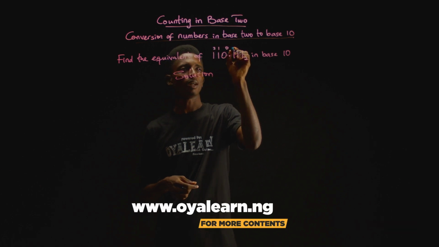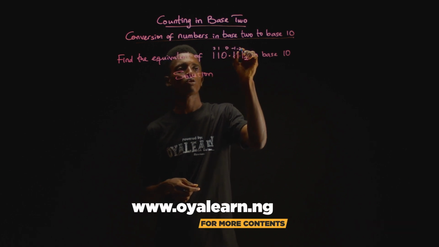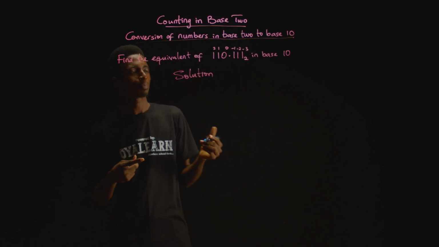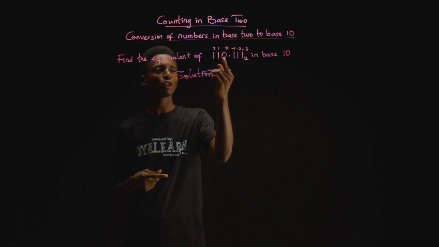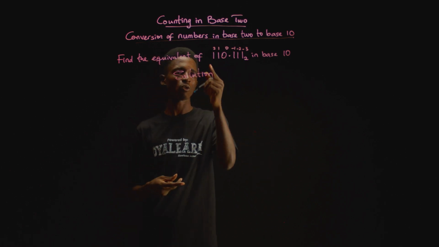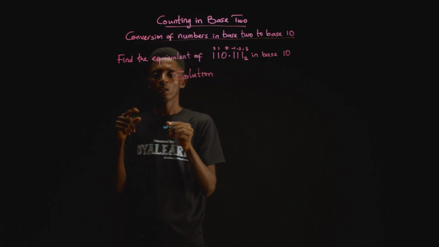and 2. Then we'll have -1, -2, and -3. Now when you are expanding by the power of the base, you can ignore the zeros because whatever you get there will still be 0. So we'll focus on the ones.